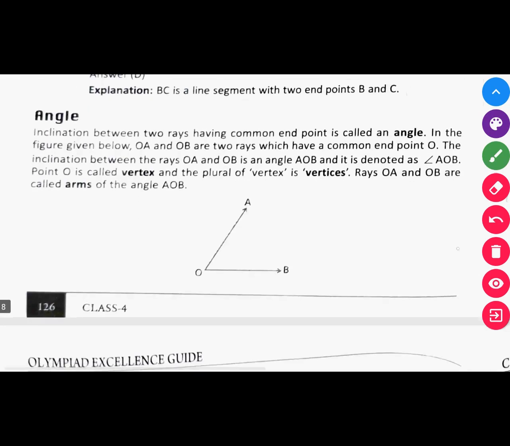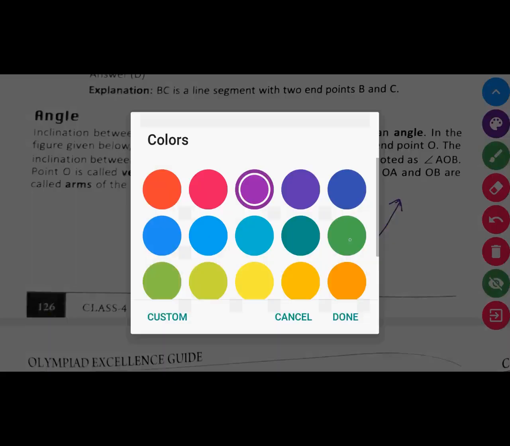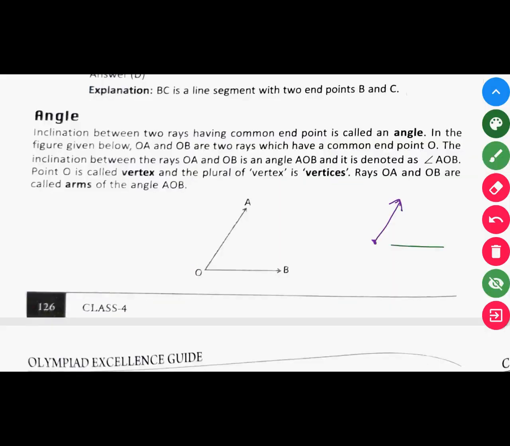Now what is meant by angle? See, these are the rays. This is one ray and this is another ray. If these two rays incline each other, meaning intersect each other or meet each other, incline means meet each other at one common point, at one common end point, where that ray ends.